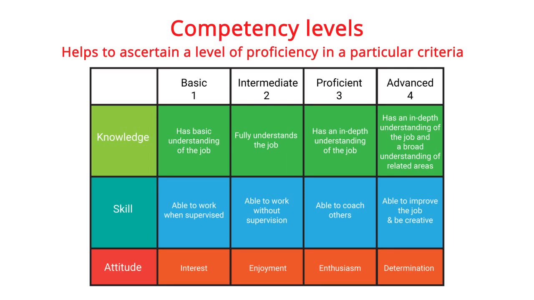So let's quickly look at the table. You can see that at the top of the table you have basic, which is ranked as 1, intermediate 2, proficient level is 3, advanced level is 4. On the left hand column straight down, we have listed knowledge, skill, and attitude. So for instance, if we want to look at somebody who we will score a 3 in knowledge, that means that that candidate has an in-depth understanding of the job. Someone with a 2 in skill means that this person is able to work without supervision.